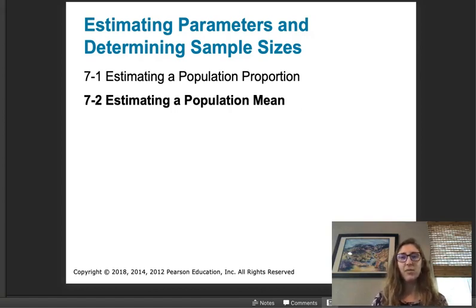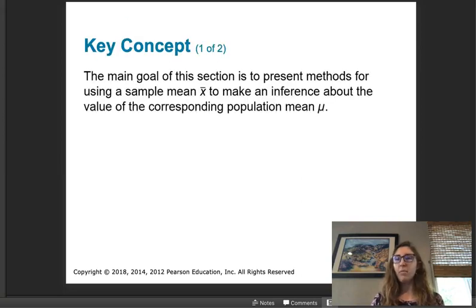Alright, so we are working on section 2 of chapter 7 today, which is estimating a population mean. Essentially in this section we're doing the exact same thing as we did in section 1. It is just for means instead of proportions. But really we're doing the same thing.